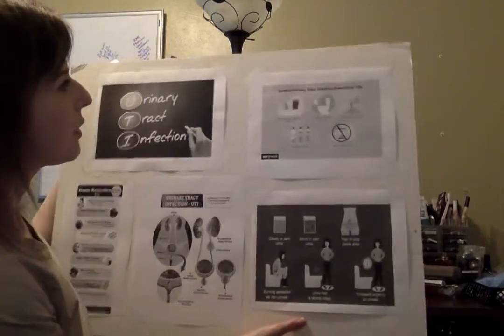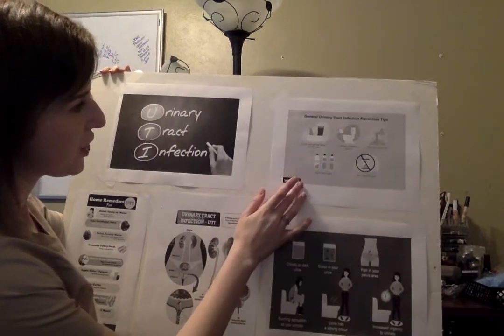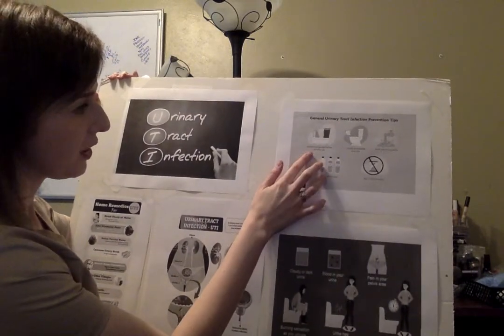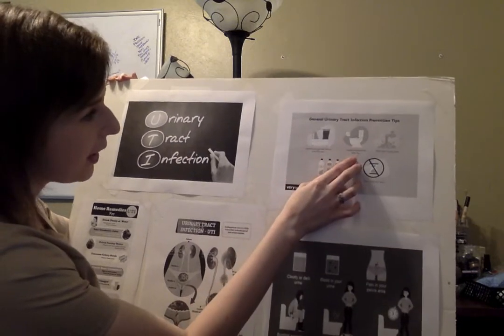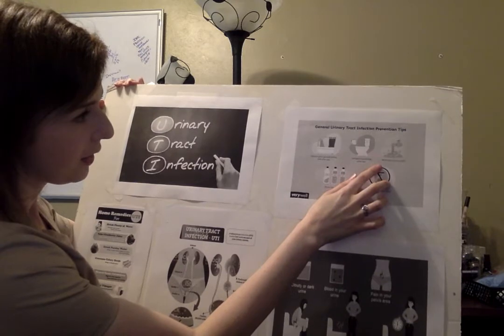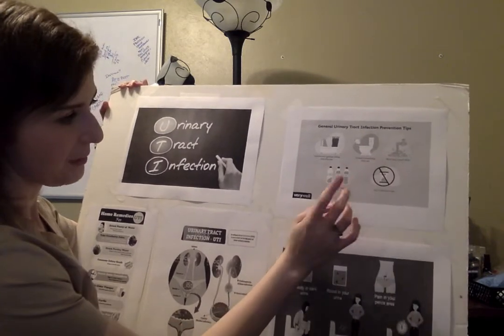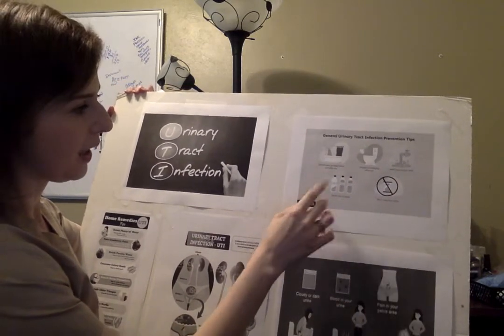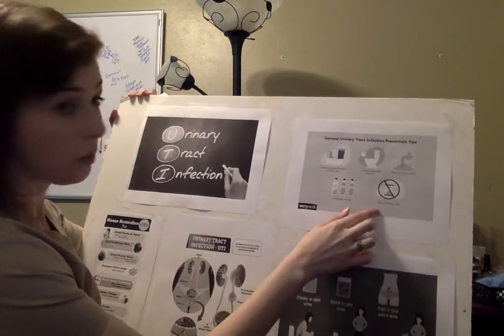And general urinary tract infection prevention tips. Cleanse your genitals before and after sex. Urinate immediately after sex. Wash your hands. Wash your rectum daily. Again, goes back to E. coli. Drink lots of water. And don't hold your urine.